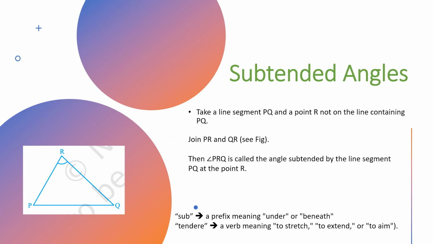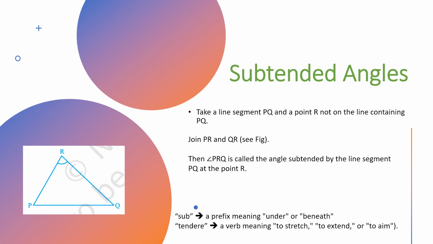Then let's join PR and QR. Now it looks like a triangle. Let's see it later. Now join PR and QR. Look at the diagram.